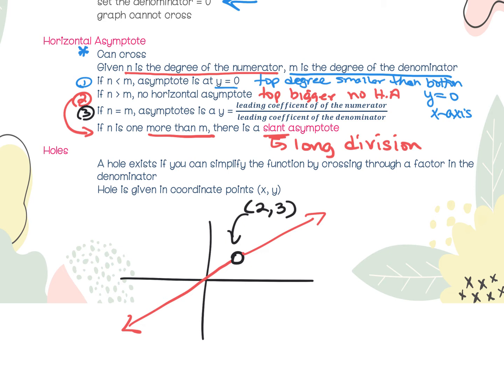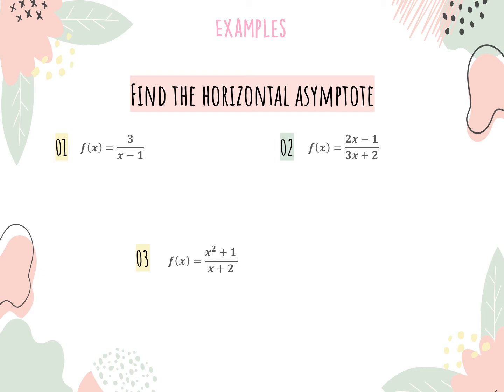So let's try to apply all of these instructions. We're just going to do a bunch of examples. Now, this 1, 2, and 3 here only want horizontal. Remember, we have the 3 scenarios. When the top is smaller, then we know it's y equals 0. When the top degree is bigger, then there's no horizontal asymptote. And when they're equal, we're going to use the coefficients. Now, remember, you need to first check to see if it's in order from the biggest exponent down.